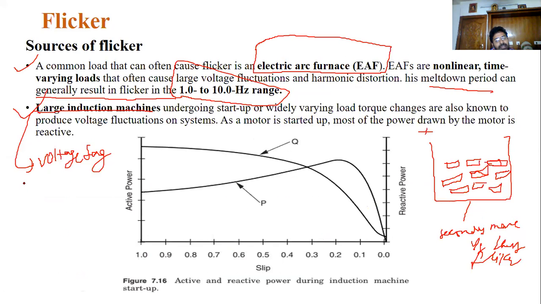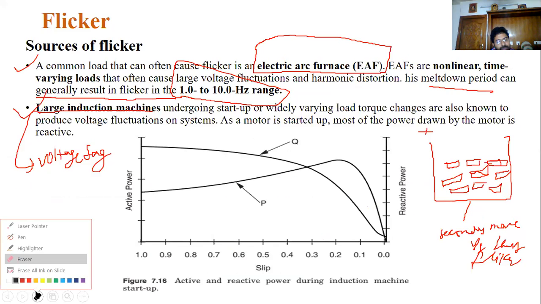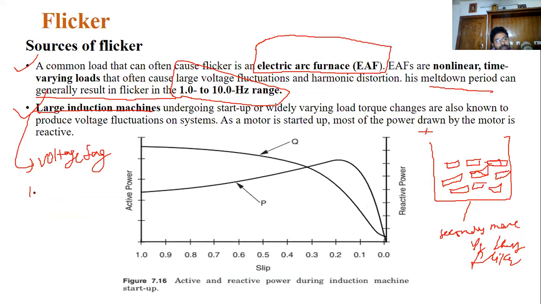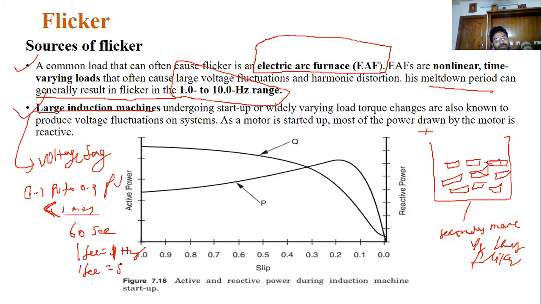Now see this: what is a voltage sag here? The amplitude is in between 0.1 pu and 0.9 pu, for less than 1 minute, a short duration. Less than 1 minute means less than 60 seconds. You can assume 1 second is equal to 50 cycles at 50 Hz.